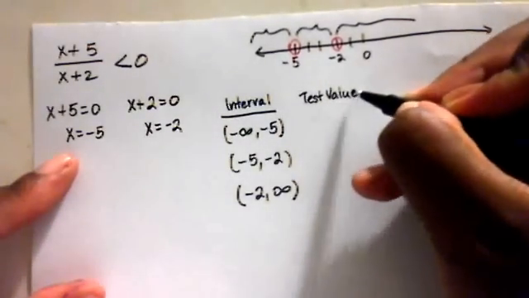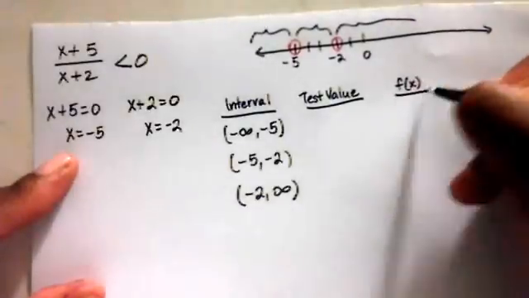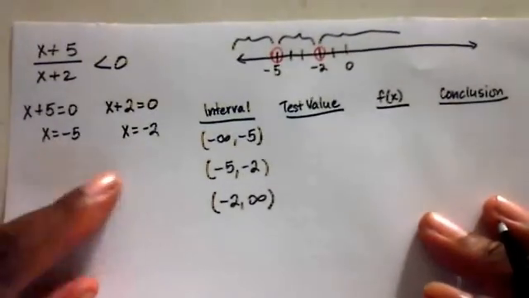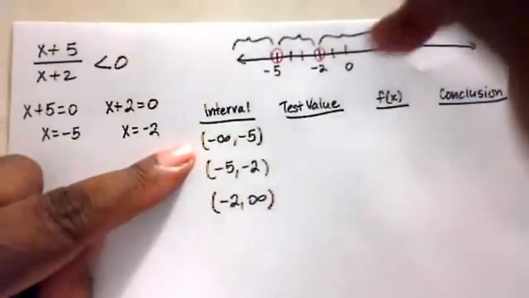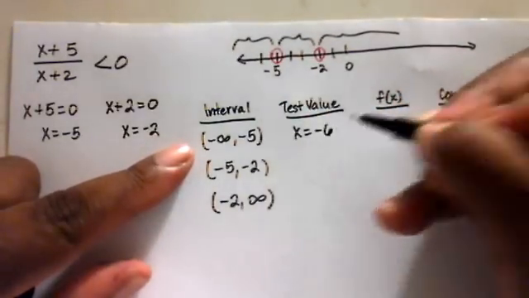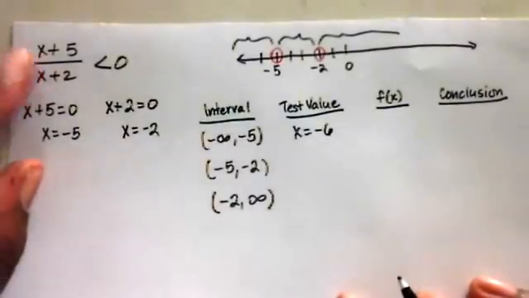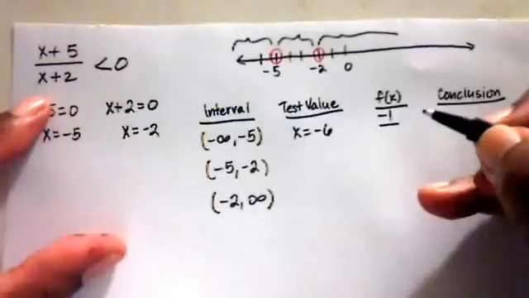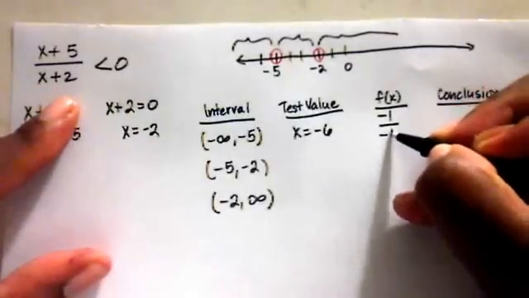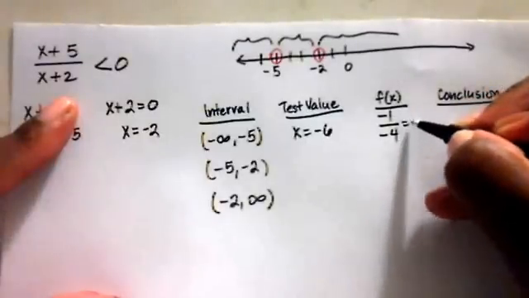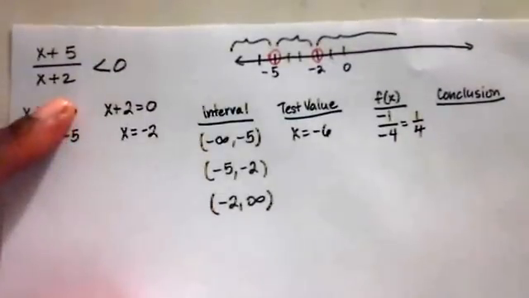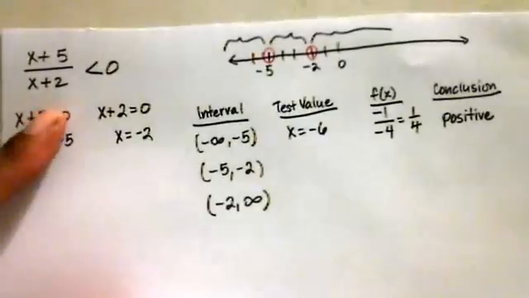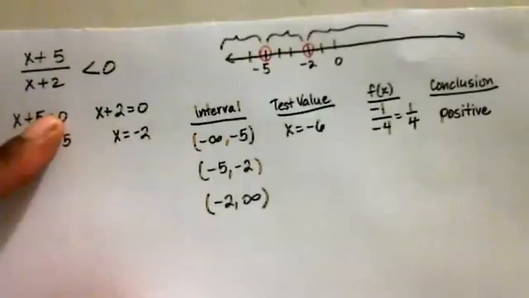And the next column is going to be my test value. And then I'm going to evaluate f of x using my test values and then come up with my conclusions, whether they're positive or negative. All right, from negative infinity up to negative 5, that's this interval right here. Let's use negative 6 as a test value. When I do that, I'm using this as my f of x. So here, negative 6 plus 5 is negative 1. The denominator is negative 6 plus 2. That's negative 4. So I got negative 1 over negative 4, or just 1/4, which is positive, because negative divided by negative will give me a positive. So my conclusion for that interval is positive f of x values for negative infinity up to negative 5.